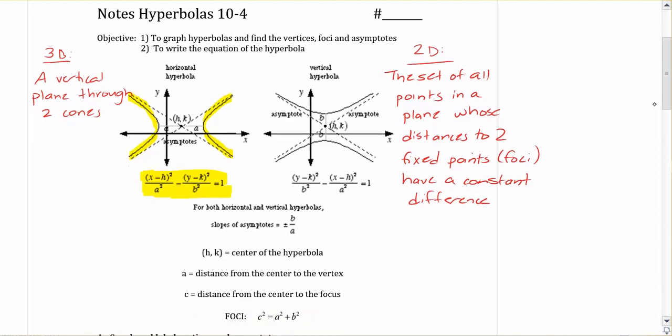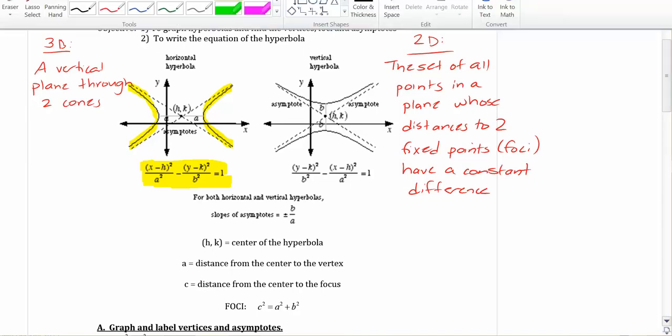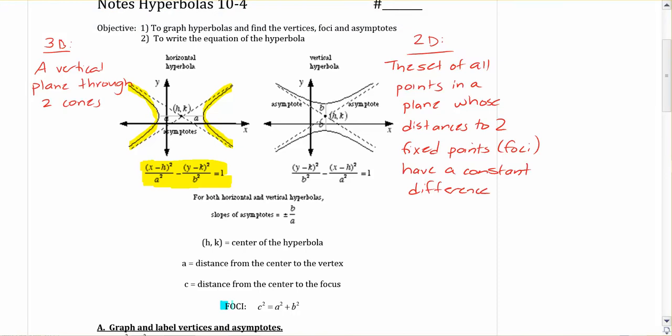The h and k is the center of my hyperbola. A is the distance from the center to the vertex of one of the parabolas, and c is the distance from the center to the focus. We're going to figure out the foci using this equation: c squared equals a squared plus b squared. I always remember it's the opposite of the formula. A hyperbola has a minus in the original formula, so my foci equation is a squared plus b squared.